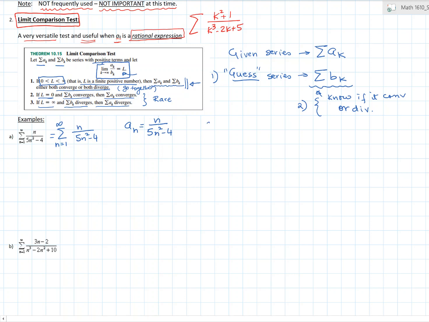So now my turn to guess b_n. So I'm going to guess 1 over n. So that means my series b_n is the series 1 over n, which diverges. So this is my guess. Now why am I guessing this? I'll point out very soon to you why.